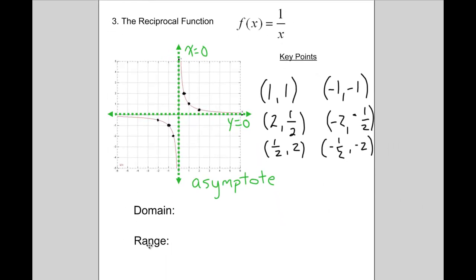So we have 6 key points, we have 2 curves on a graph, we have 2 asymptotes. My oh my, this is one of the more difficult ones to graph. Well, let's talk about what the domain and the range are.